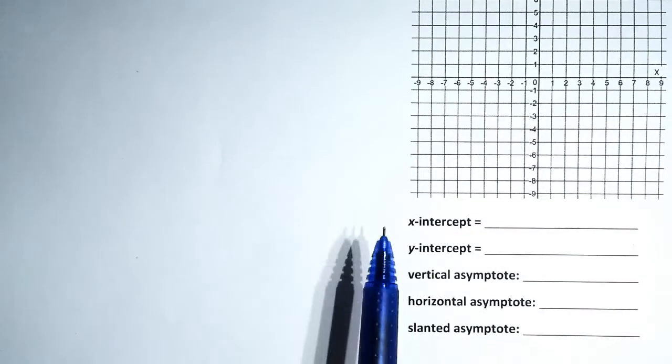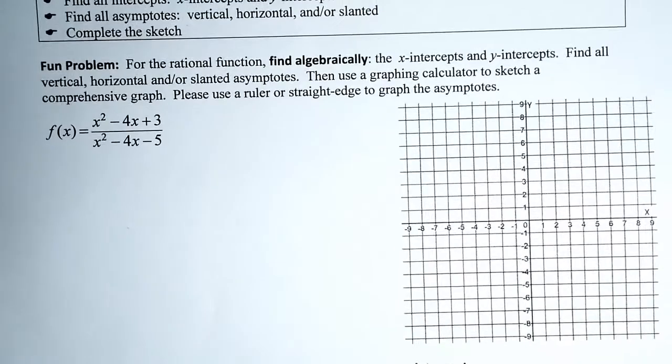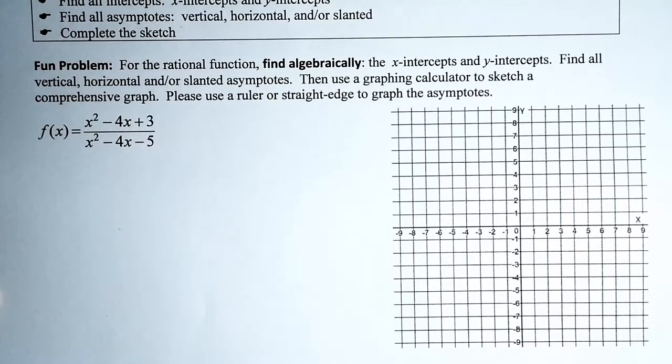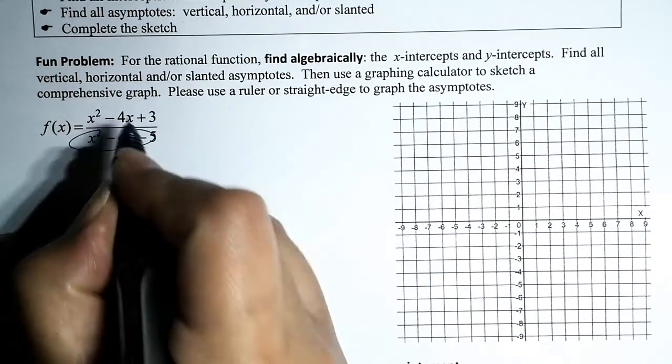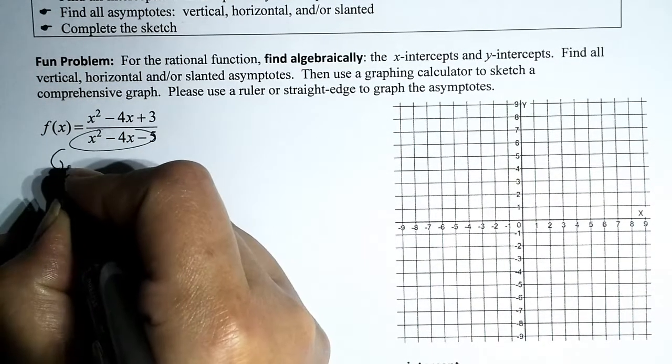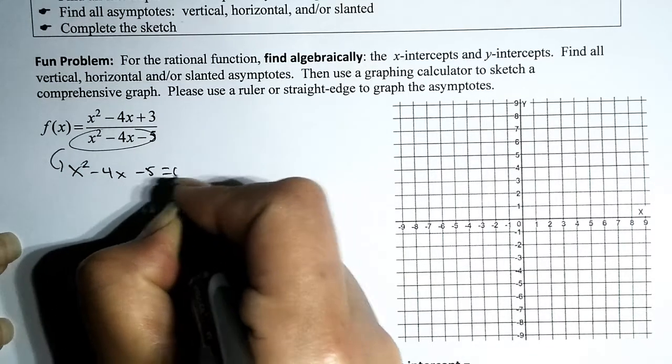Now, what should you find first? It's really a personal choice, okay? As long as you answer all the questions, you're good. With your permission, I'm going to go ahead and find the vertical asymptote first. So to find the vertical asymptote, we're going to take the denominator and set that equal to 0. Let me just go ahead and write it out. So we have x squared minus 4x minus 5 equals 0.